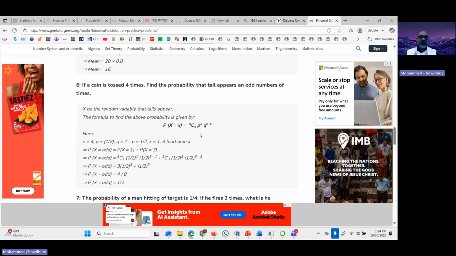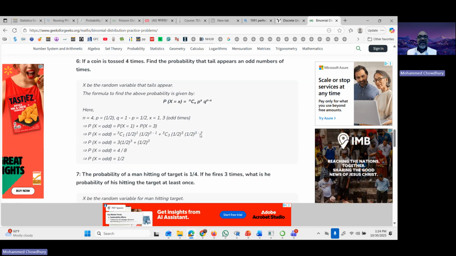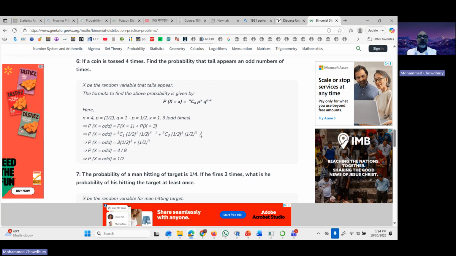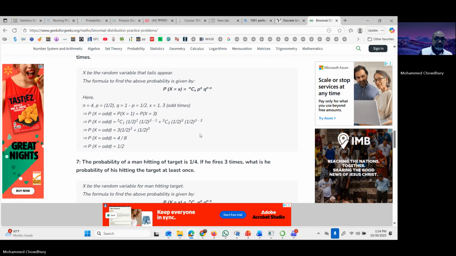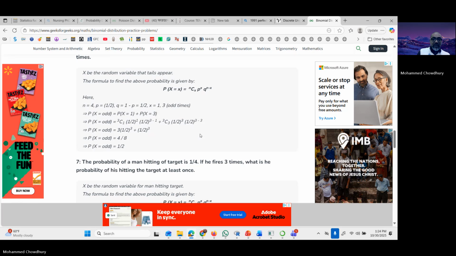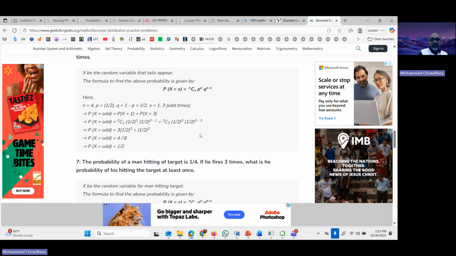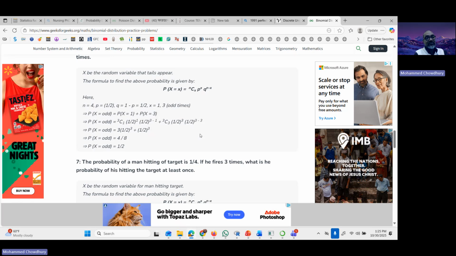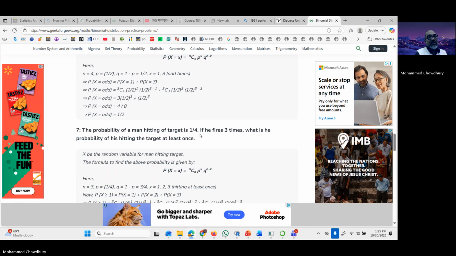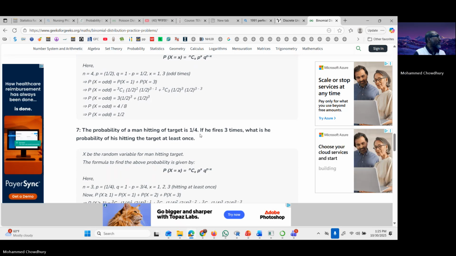If a coin is tossed 4 times, find the probability that tail appears an odd number of times. Tail appears an odd number of times. So x equals 1 and 3, the odd numbers, because it is tossed 4 times, right? So that is the answer. You understand this, right? Odd number of times.